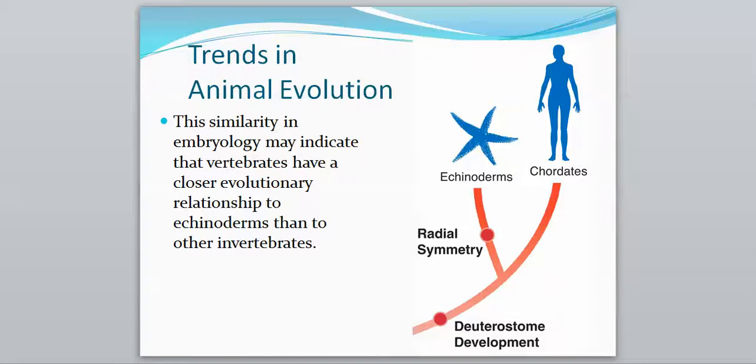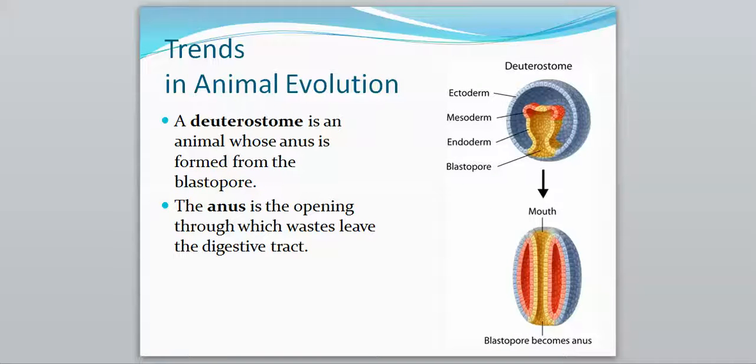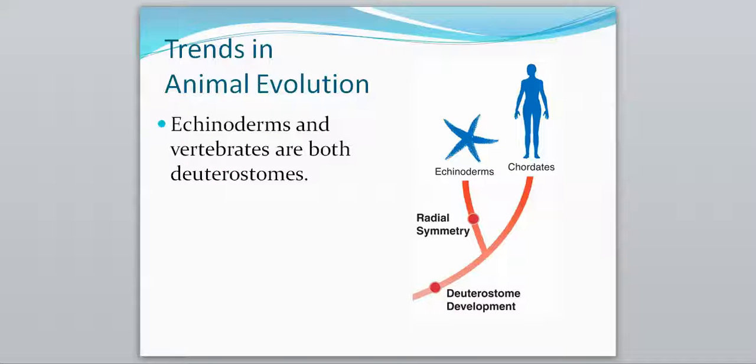This similarity in their embryos, or embryology, may indicate that vertebrates have a closer evolutionary relationship to echinoderms than to other invertebrates. Since we share this early development, and instead of being a protostome we are a deuterostome, we know that we might be more closely related to the echinoderms than any other invertebrate group.